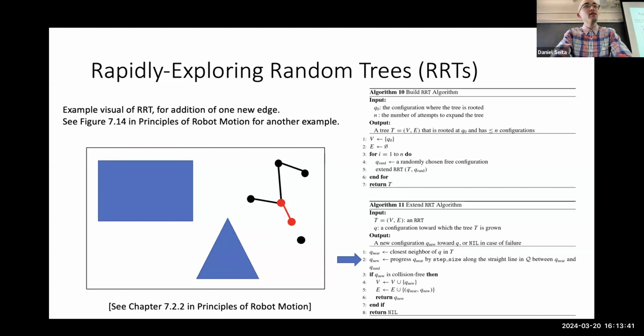Is it collision free? Okay, yeah, it's collision free. So you would add this to the tree, right? So just to be clear, you don't add this to the tree. You add this edge and then this vertex. So we're not adding just this one edge.